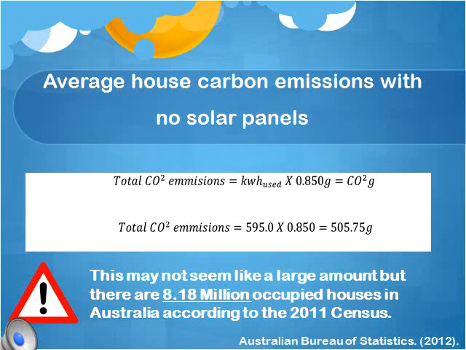9.12 million dwellings in Australia, 8.18 million of which were occupied on census night. So there needs to be consideration given to the amount of houses creating carbon emissions in Australia each day, and these are only residential houses. This does not include businesses.